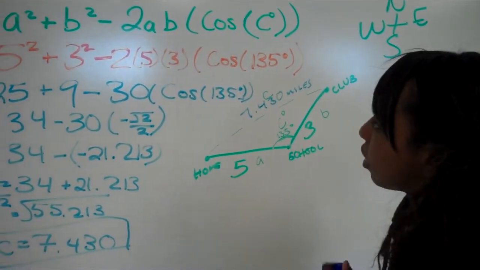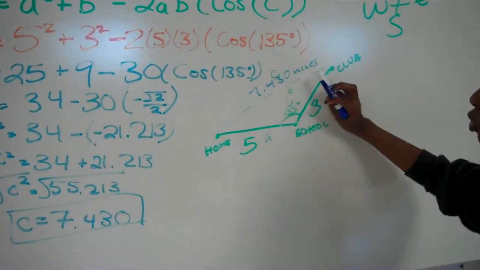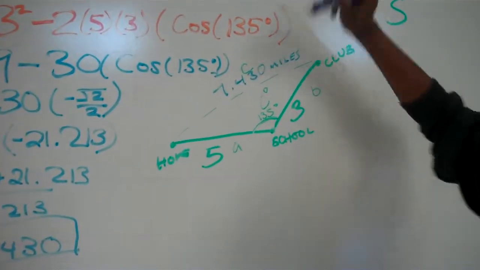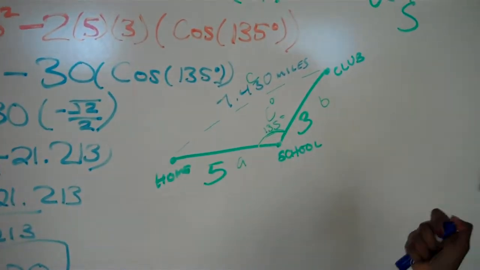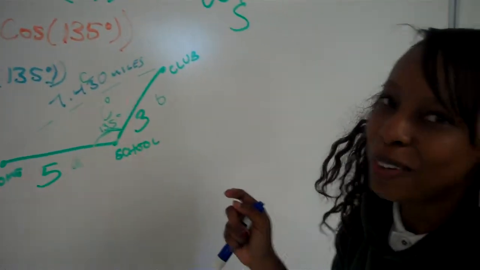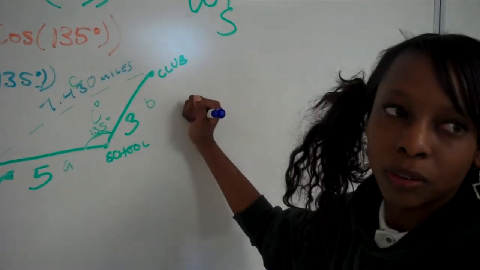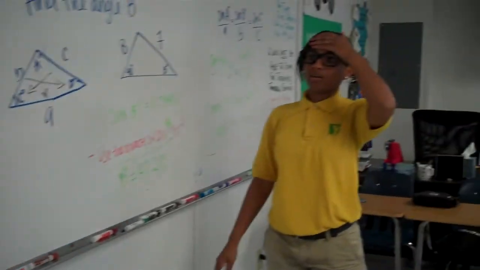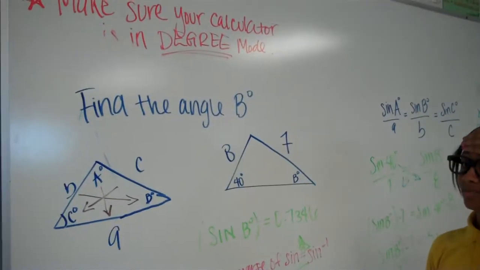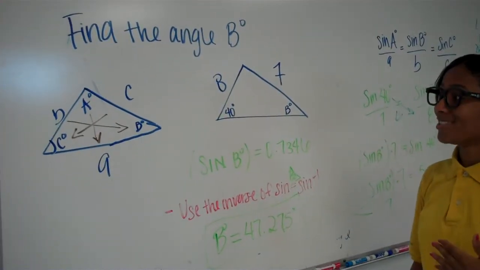So basically that's it. Remember that when you use cosine, you have to have two sides and the angle, or all three sides. And if it's a right triangle, it will be better to use SOHCAHTOA instead of the law of cosines or the law of sines. And over to the law of sines. Whoa, that was a lot. It was very complicated. I hope mine is easier.